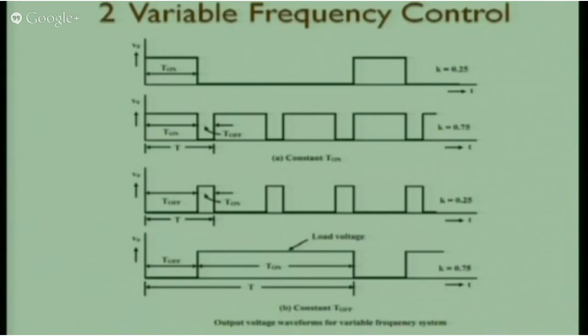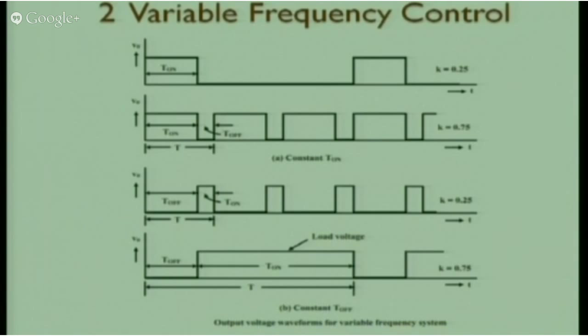The second method is variable frequency, using the equation 120 f by p. You see that the number of poles is a part of the speed equation, and the frequency f is also a part of the speed. F is in the numerator. So what does it mean? Speed is directly proportional to frequency. If I change the frequency and nothing else, the speed still changes. That is why it is known as variable frequency control.